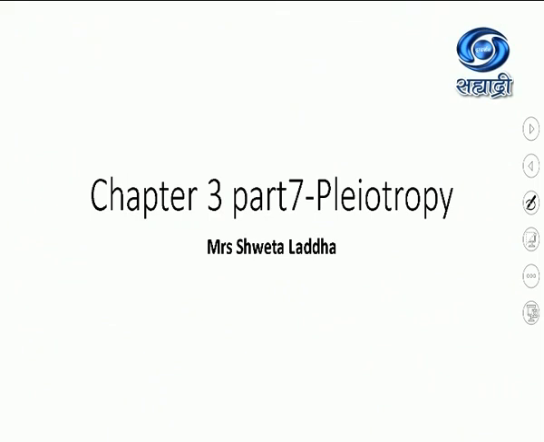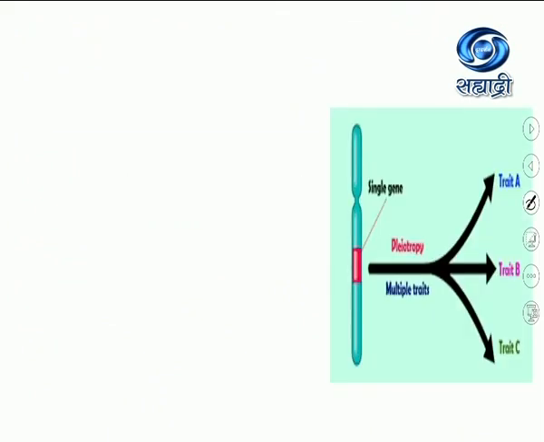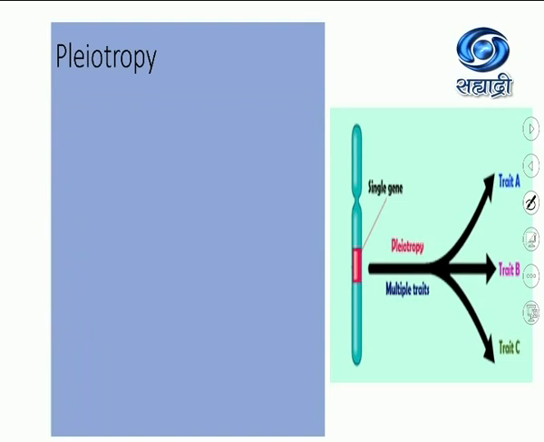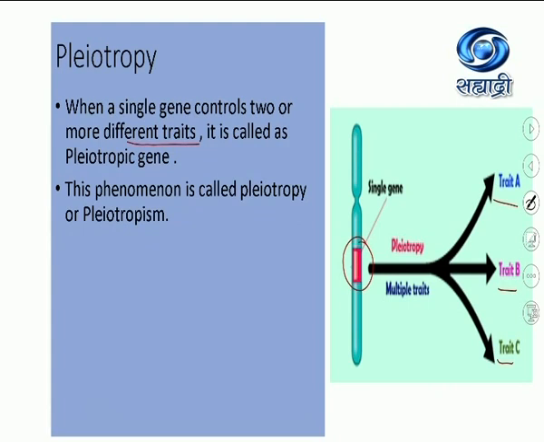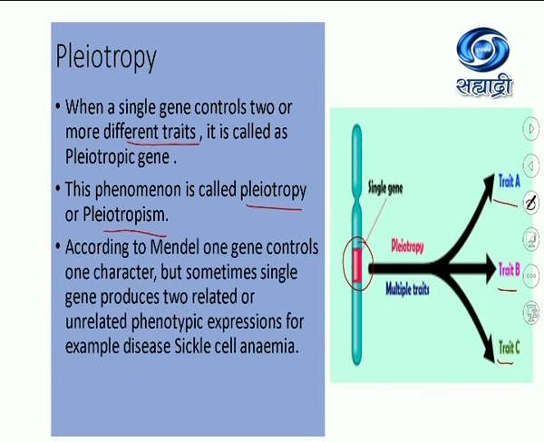So students, let us revise the introduction of pleiotropy. In pleiotropy, you'll see that there is a single gene. This single gene, many traits. Here in this case, trait A, trait B and trait C. It is exactly opposite to multiple allelism. In multiple allelism, we had seen it in human blood group, the ABO system: many alleles affected one trait. Now when a single gene controls two or more different traits, it is called a pleiotropic gene. Very important. This phenomenon is called pleiotropy or pleiotropism.